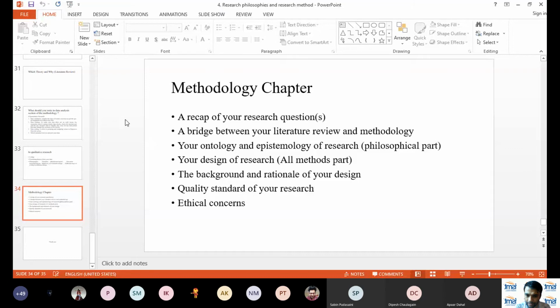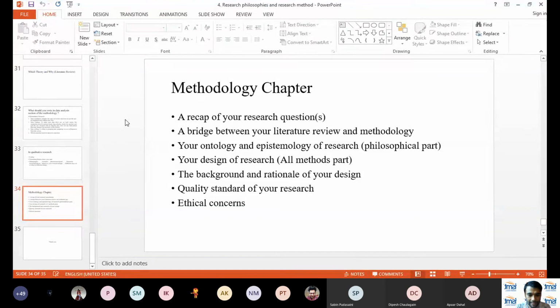And your ontological or epistemological assumption of the research. If you are not clear regarding the ontology, you should at least be clear about the epistemology, because you should be able to understand what is the acceptable knowledge, what is the valid knowledge for your research. And your design of the research, this design is the method part that I explained previously, the technical part. It focuses on the background and rationale of your design: why you chose the particular method, tools and techniques, and so on. You have to give a proper explanation for that.